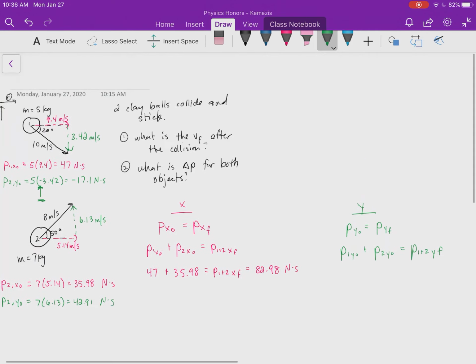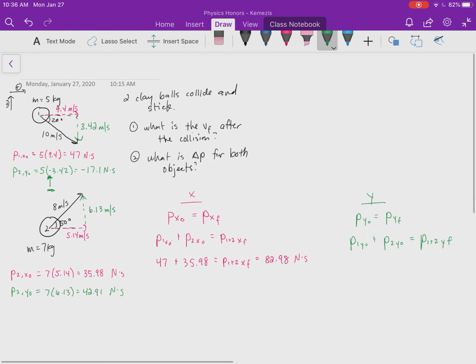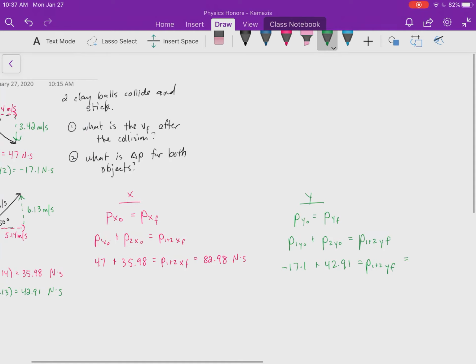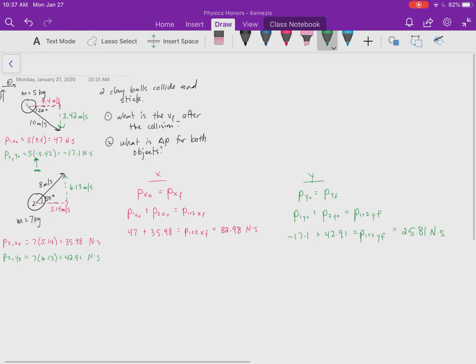So, already calculated, P1y is a negative 17.1, right? Because remember, it's going downward. And the second momentum is going upward. That's going to be equal to P12yf, and that is equal to negative 17.1 plus 42.91, which is 25.81 Newton seconds.